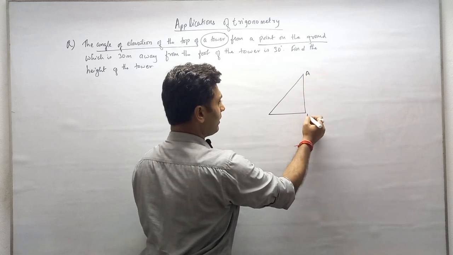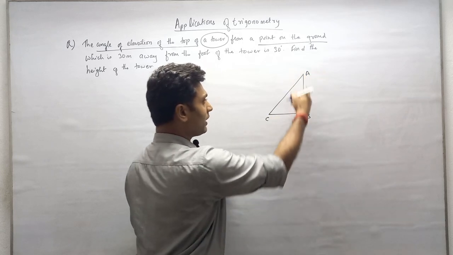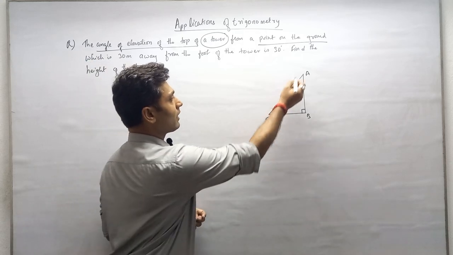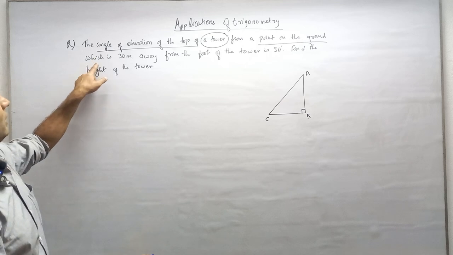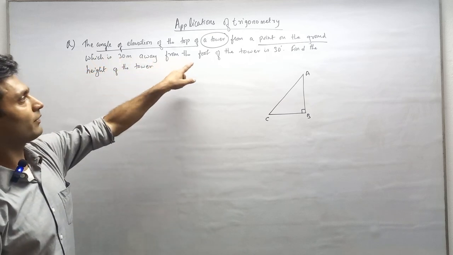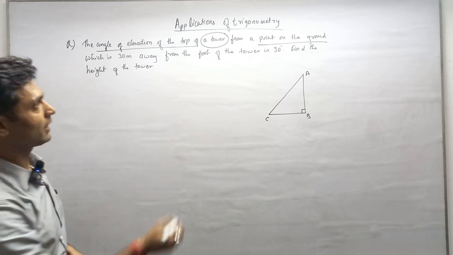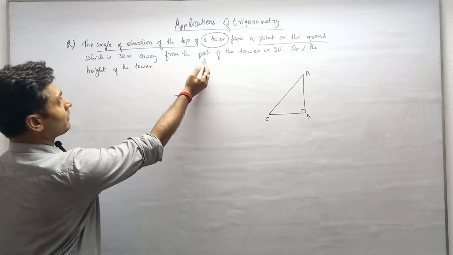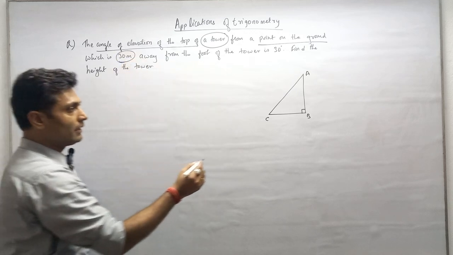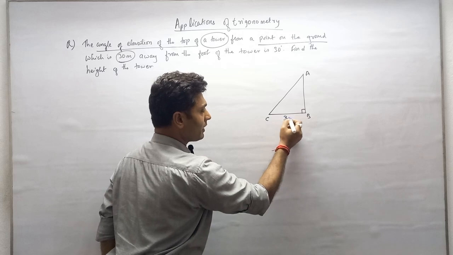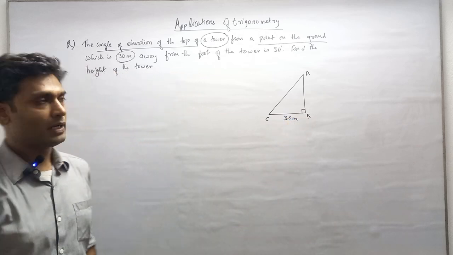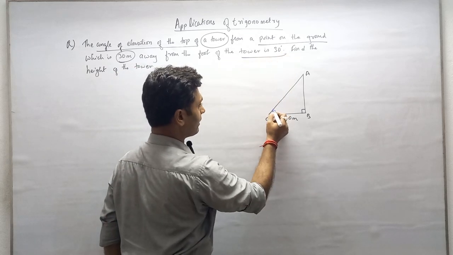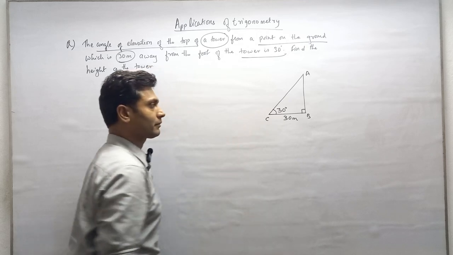Let me mark this as A, B, C. The tower is perpendicular to the ground. So from this point C, the angle of elevation of the top of the tower, which is 30 meter away from the foot of the tower, is 30 degree. Again, try to understand this. A point on the ground which is 30 meter away from the foot of the tower. This point C is 30 meter away from the foot of the tower, and from this point, the angle of elevation of the tower is 30 degree.